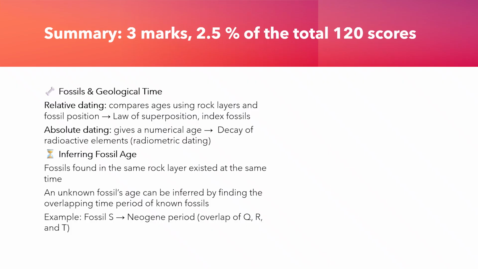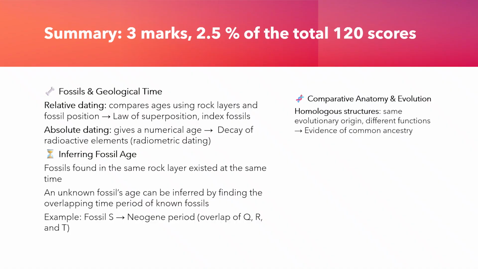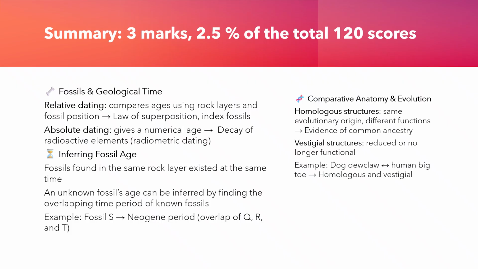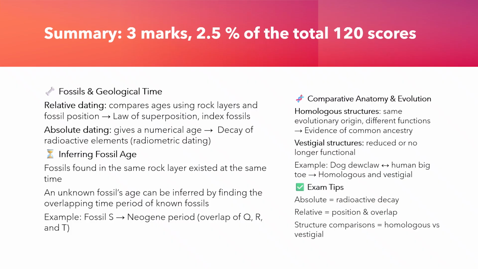Example: fossil S, Neogene period, overlap of Q, R and T. Comparative anatomy and evolution: homologous structures, same evolutionary origin, different functions, evidence of common ancestry. Vestigial structures, reduced or no longer functional. Example: dog dewclaw, human big toe. Exam tips: absolute equals radioactive decay, relative equals position and overlap, structure comparisons equals homologous versus vestigial.